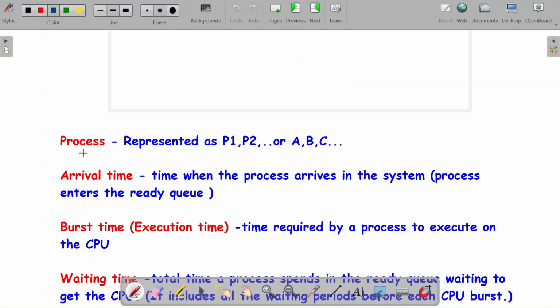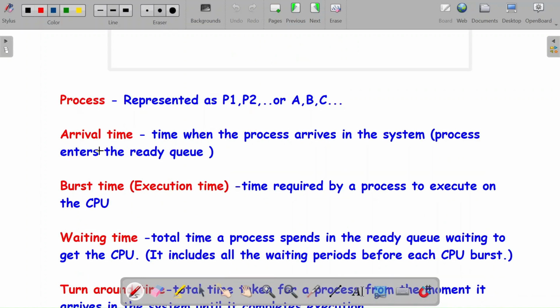And remember that each process will be represented as either P1, P2, P3 or A, B, C. Some literals will be assigned to uniquely identify a process. And what is arrival time? Arrival time is the time when the process arrives in the system. Literally, it enters into the ready queue. When a process enters into the ready queue, that is said to be the arrival time.